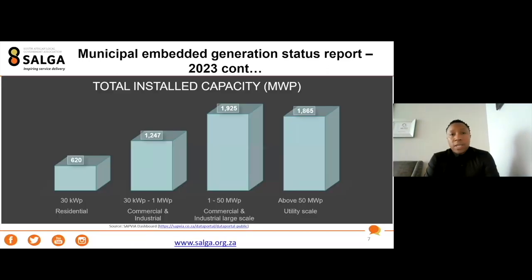So if you look at the total installed capacity in megawatts for different types of customers, as you can see, we have over 600 for residential, which is what I was presenting in the previous two slides. And for commercial and industrial customers, you have about 1.2 gigawatts. And for commercial and industrial scale customers, almost 2 gigawatts. And the utility scale, which is about 50 megawatts, we have almost 2 gigawatts then.